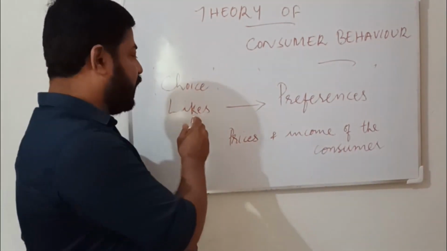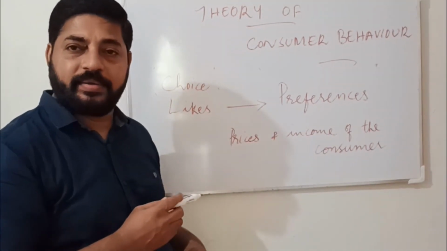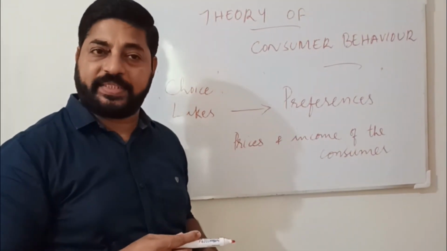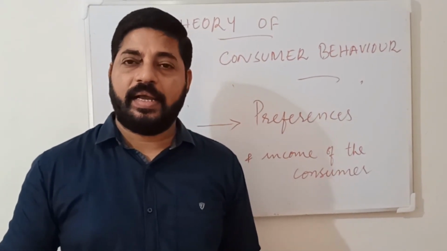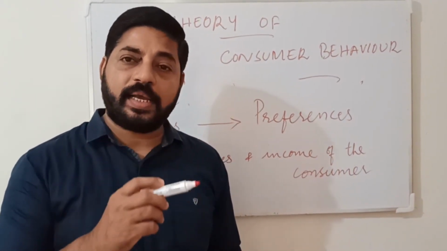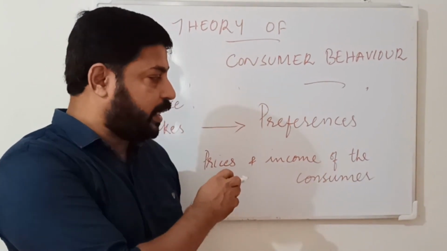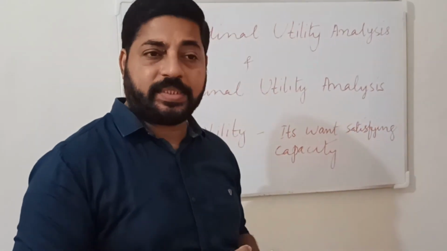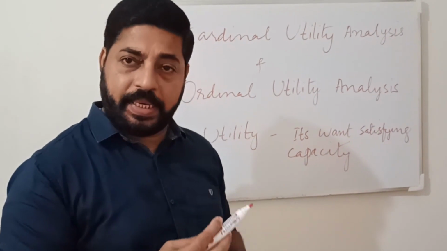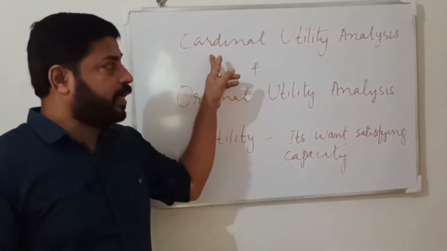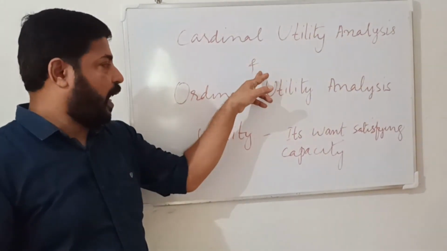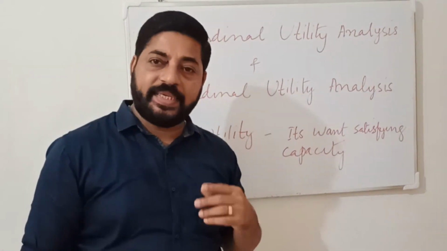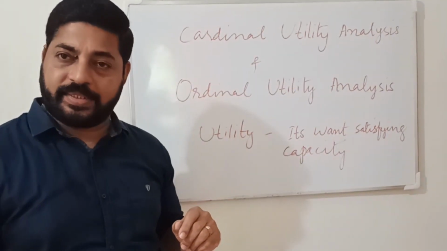This depends on the likes of the consumer. The likes of the consumer are called preferences. The consumer can afford to buy goods according to the prices and income of the consumer. Here we focus on two different approaches that explain consumer behavior. They are cardinal utility analysis and ordinal utility analysis. In today's session, we discuss only cardinal utility analysis.